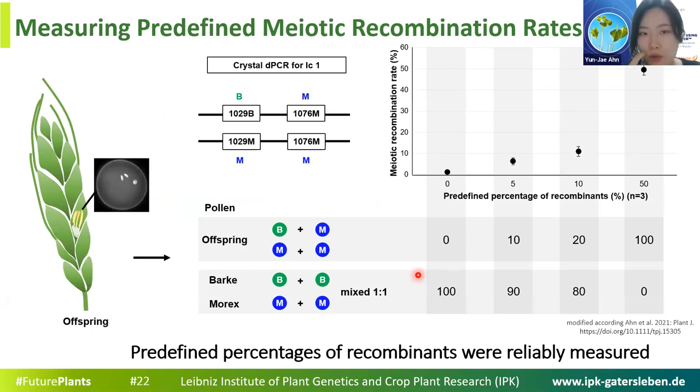And another thing that we also did to confirm that we are reliably using this system was to manipulate our recombinants. We found the offspring plants that had a certain genetic conformation between two selected loci in pollen, and we mixed them with parental pollen nuclei at a certain ratio, and we expected to see a certain ratio of recombinant population. And we concluded that we are getting what we expected to see, and we are reliably measuring meiotic recombination rates, and we are reliably using the system.